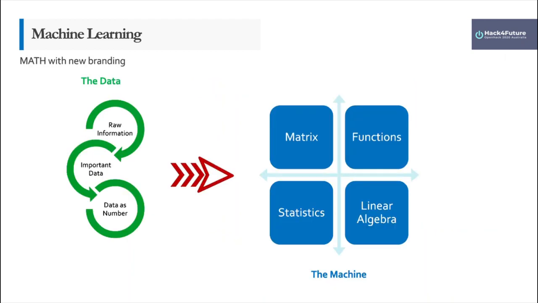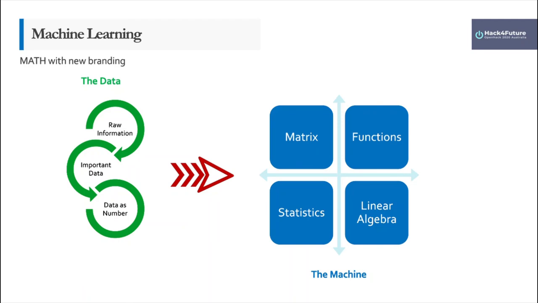So now we know that machine learning is basically math with new branding. There is always a joke in the machine learning world that it's basically just a combination of matrices, functions, statistics, and linear algebra, but people brand it as machine learning to make it look cool, and it is cool, and it is useful to have a new name. But in the end, when we talk about machine learning, we need to understand that it's math.